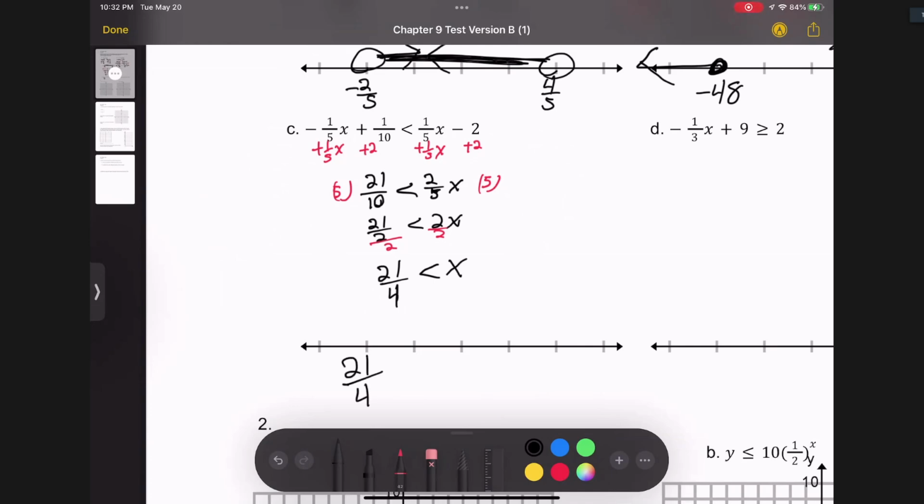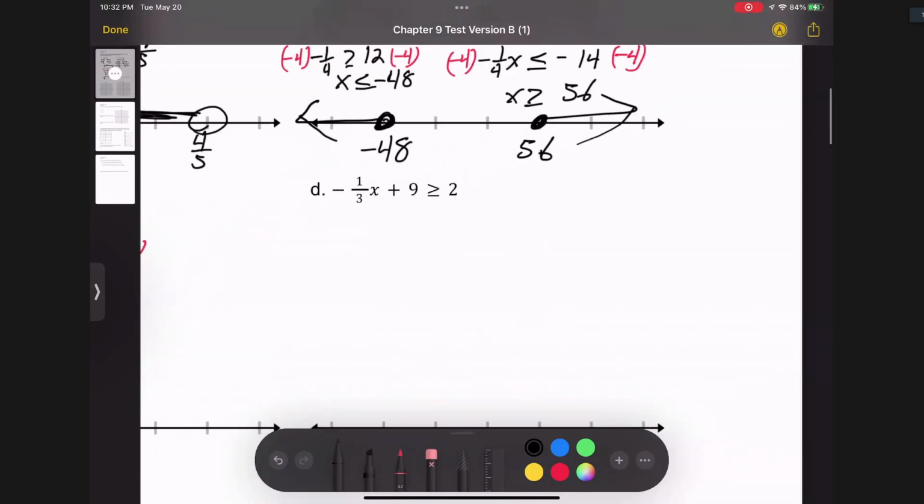Again, you could pick wherever that you want. Open circle, and it's going to be increasing because it's greater than, so it's going to go in that direction. And hopefully you got that answer.